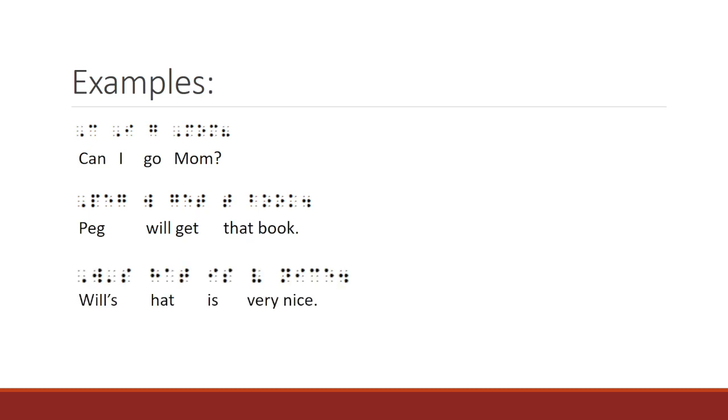The third example is, "Will's hat is very nice." Notice that the W is preceded by the capital indicator and followed by an apostrophe S. This represents the word will with an apostrophe S, which is actually the name, in this case, the name of a person. The rule states that an alphabetic sign can be followed by an apostrophe S. In addition, V is in this sentence standing for the word very.